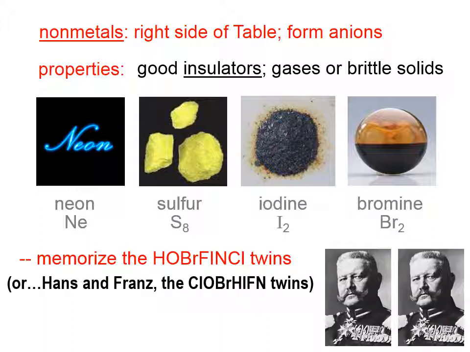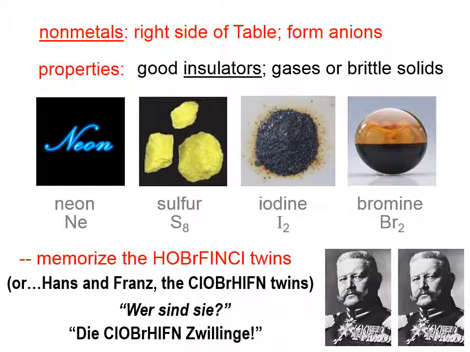One of those would be Klaberhyphen. Now it's best if you say this with a German accent. Klaberhyphen. And here we have Hans and Franz, the Klaberhyphen twins. Wer sind sie? Die Klaberhyphen Zwillinge. So, these are the diatomic elements. When these are in elemental form, they are in pairs. Two atoms holding hands, going around as a couple.